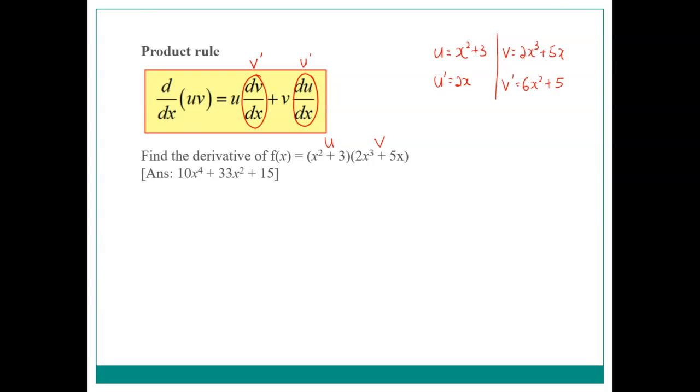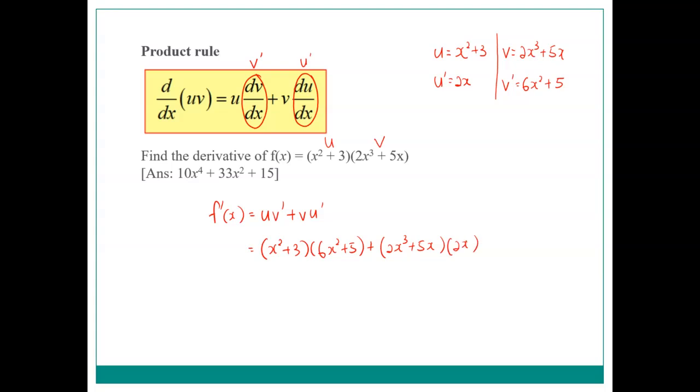So my final goal is to find f prime, the derivative of f, right? So f prime is u v prime plus v u prime. So you put everything inside. My u is equal to x squared plus 3, v prime is 6x squared plus 5, plus my v is equal to 2x cubed plus 5x, and my u prime is equal to 2x.